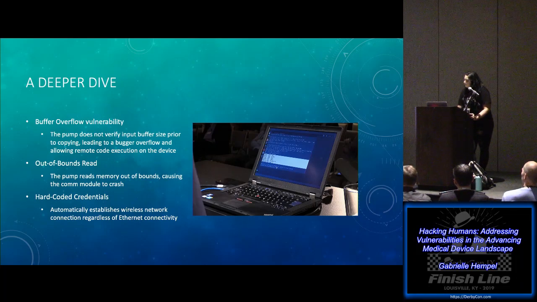A third-party component used in the pump read the memory out of bounds, which caused the communication module to crash. The pump, which left with its default network configuration, used hard-coded credentials to establish a wireless connection automatically, even if Ethernet was connected and active.